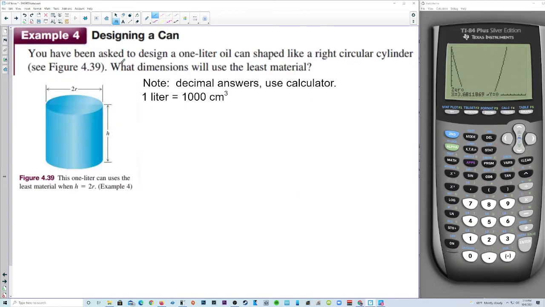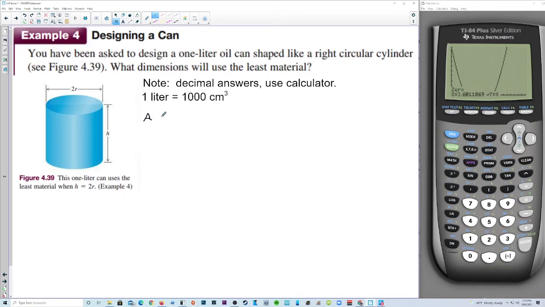Example 4, designing a can. You have been asked to design a 1-liter oil can shaped like a right circular cylinder. What dimensions will use the least material? Note decimal answers, use calculator. 1 liter is 1,000 centimeters cubed. So we are trying to have the least material, so the least surface area.